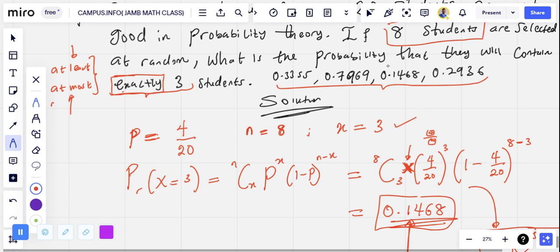I think the answer is showing. This is option C. Option C is correct for that question. Guys, option C is correct. So, do you have any questions before I move straight to the at least and at most?